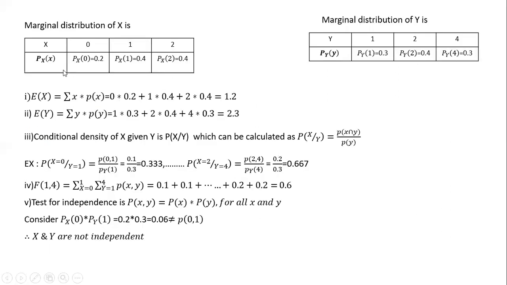So this is p of x equal to 0 is 0.2. The marginal probability of x equal to 1 is 0.4. The marginal probability of x equal to 2 is 0.4. Similarly, this marginal distribution of y is 0.3, 0.4, 0.3.